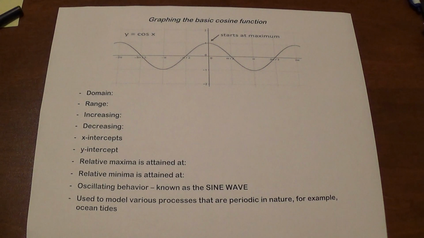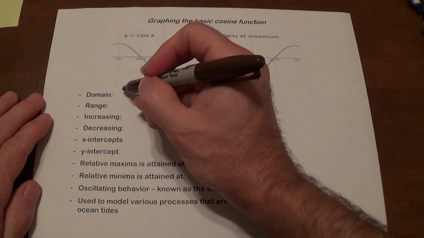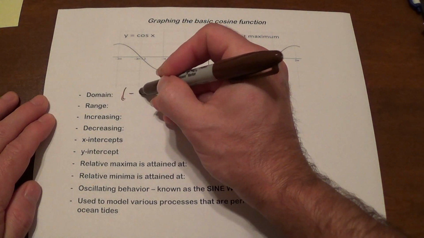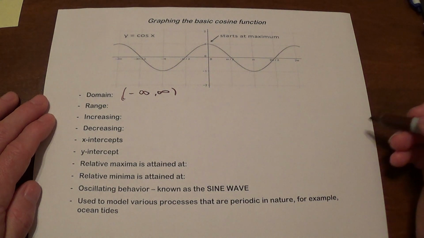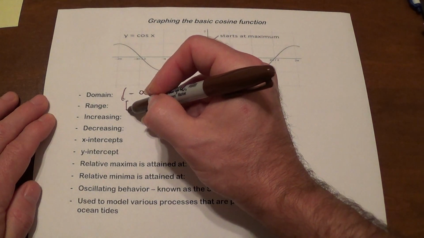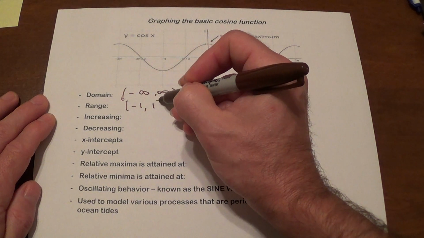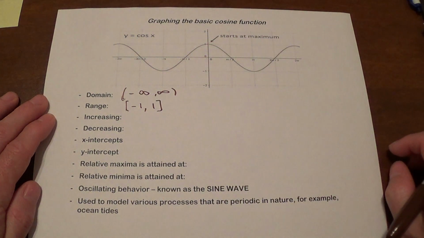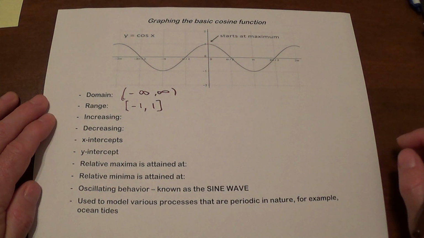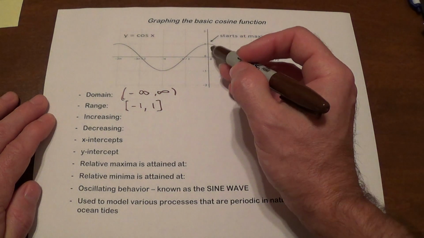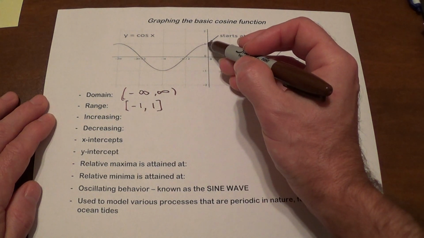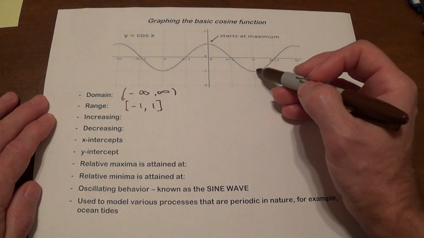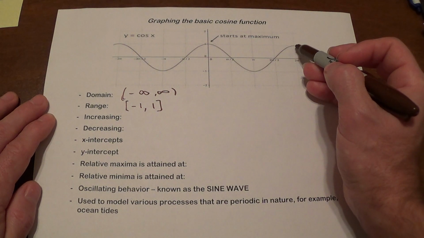The domain of this graph is going to be negative infinity to infinity, all real numbers. The range is going to be from negative 1 to 1. It is bounded on both the top and the bottom. The function is going to be increasing. So if you look at the graph, on this interval from negative pi to 0, it's going to be increasing. And then it's increasing again from pi to 2 pi.